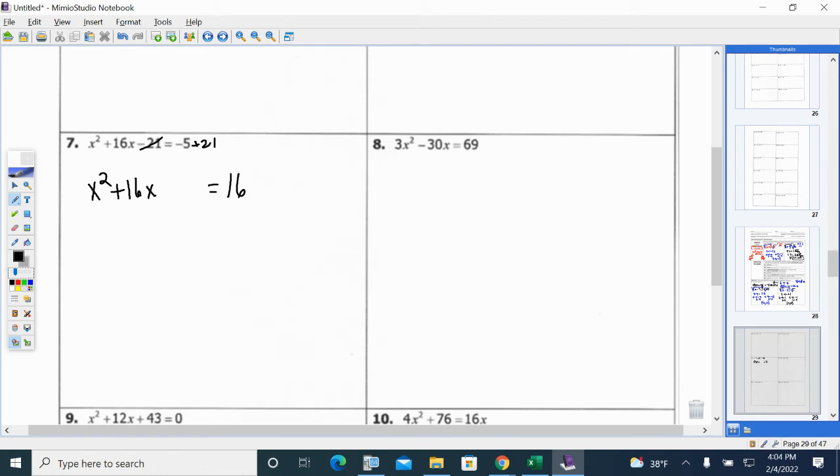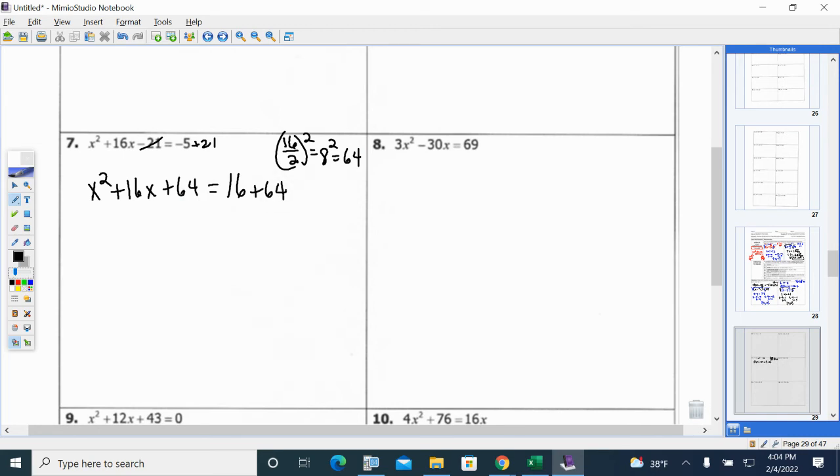Okay, so from here, again, you're going to complete the square on the left. To complete the square on the left, it's b over 2 squared. So 16 over 2 is 8 squared is 64, and that's what we're going to add to both sides of our equation. So add 64, add 64.